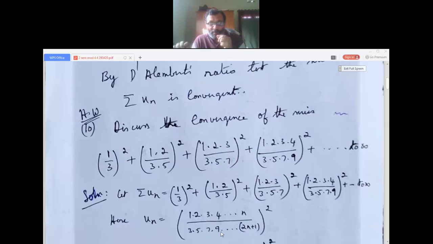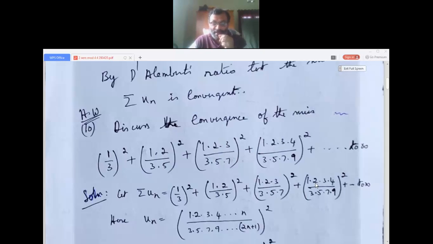a + (n−1)d if it is in arithmetic progression, a·r^(n−1) if it is in geometric progression, and harmonic means it is the reciprocal of arithmetic progression. This all you know from high school level. So this is very simple. Numerator is the nth term. First term is 1, second term is 1·2, third term is 1·2·3, fourth term is 1·2·3·4.